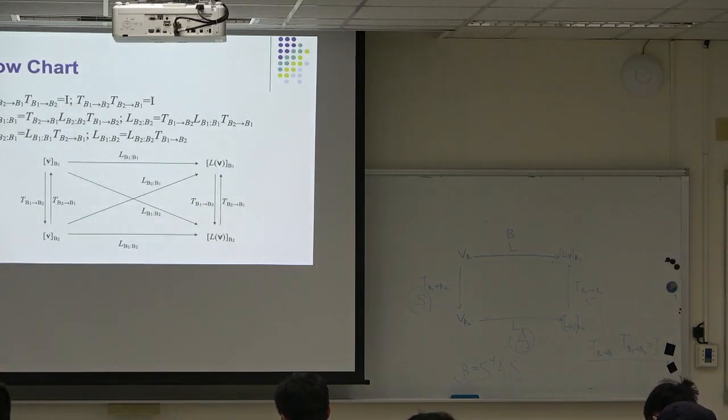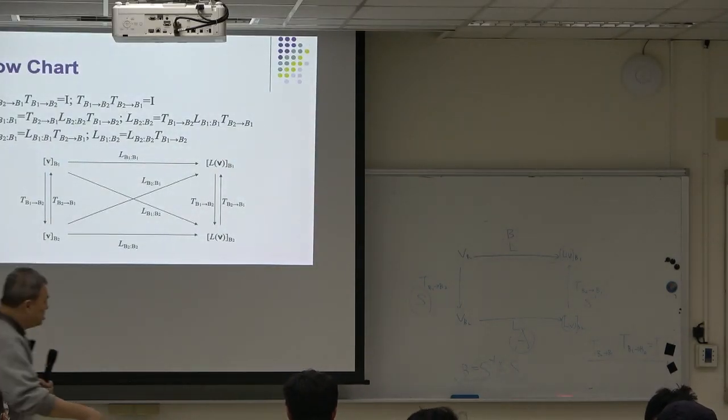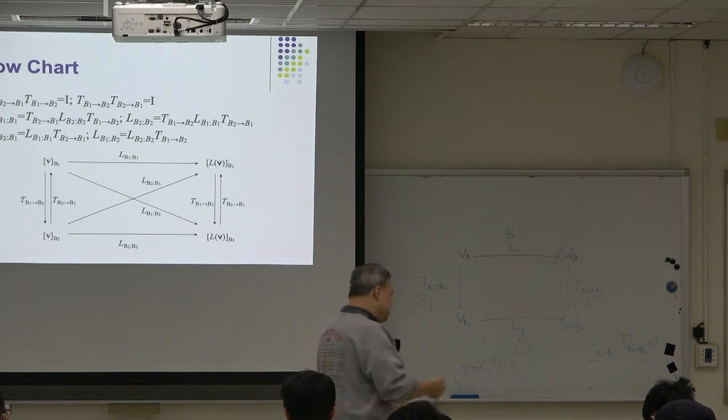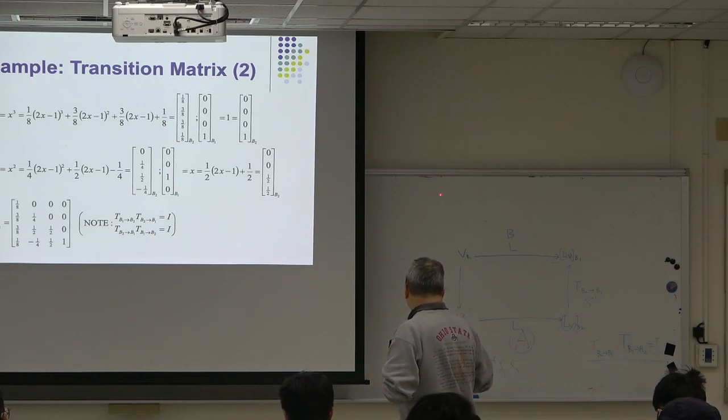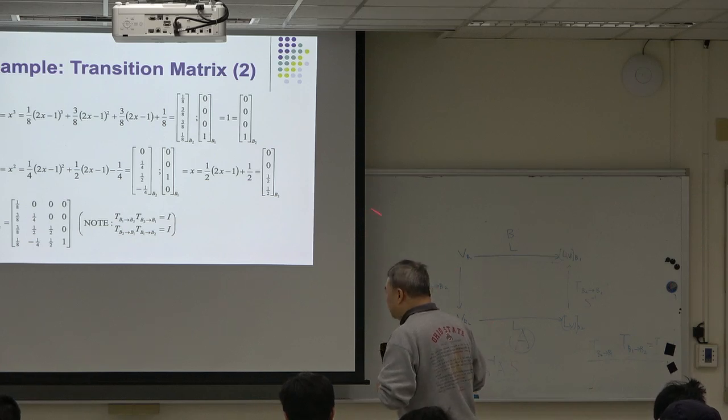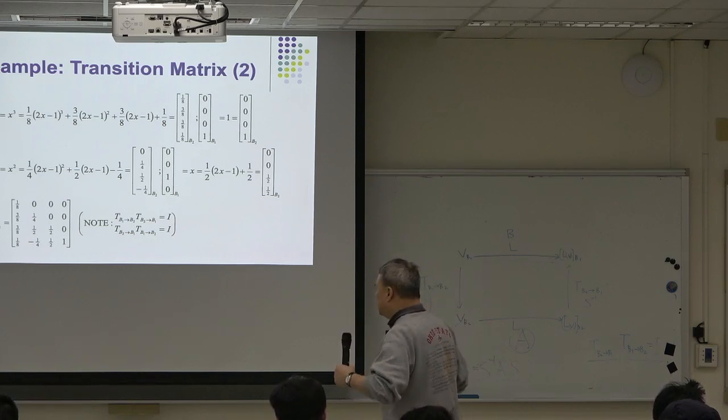So basically, you just do the verification of this, that's it. For this, you already have the A, you already have the B, you already have the S, and the S inverse. So do your math.